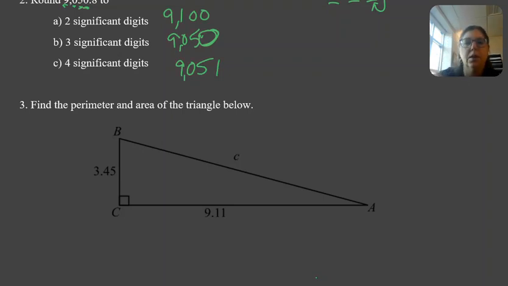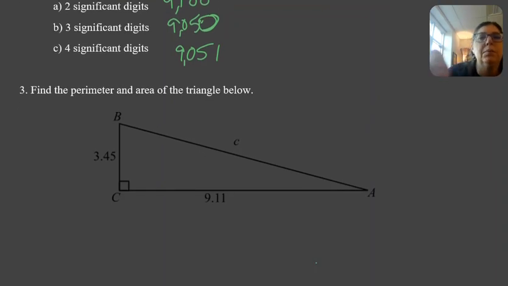Okay, so we have a triangle here, and it asks us to find perimeter and area, which is a good practice because we're starting into the geometry chapter. Before I can do perimeter, well actually let's go ahead and do area first because we have everything we want for that. So the formula for, oops, I need my pen back.